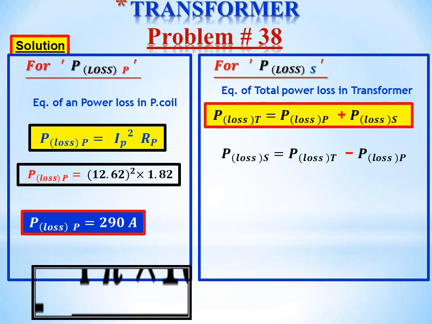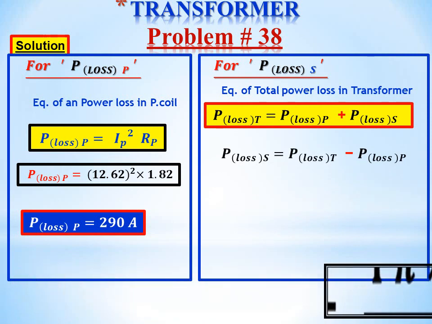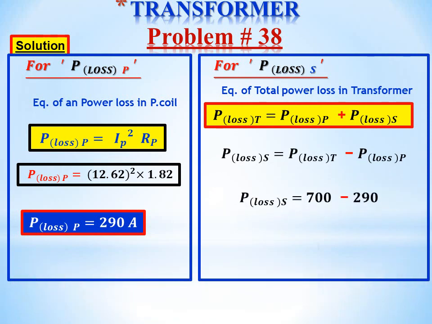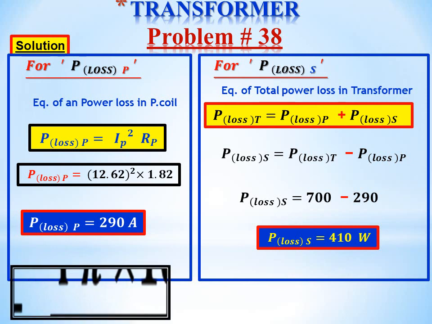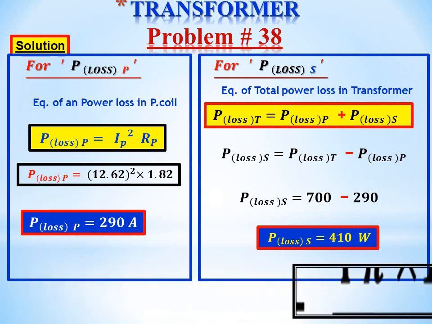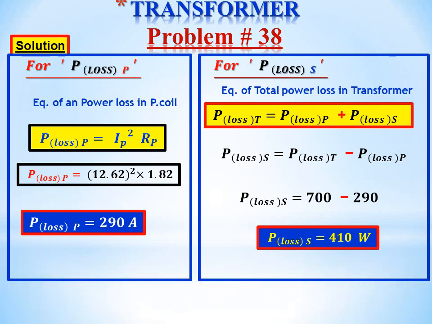So power loss secondary will become P loss total minus power loss primary, 700 minus 290. So power loss in secondary is 410 watts. अब हमारे पास पावर लॉस सेकेंडरी आ चुका है, तो अब हम इसके करंट्स और इसके रेजिस्टेंस फाइंड आउट कर सकते हैं.